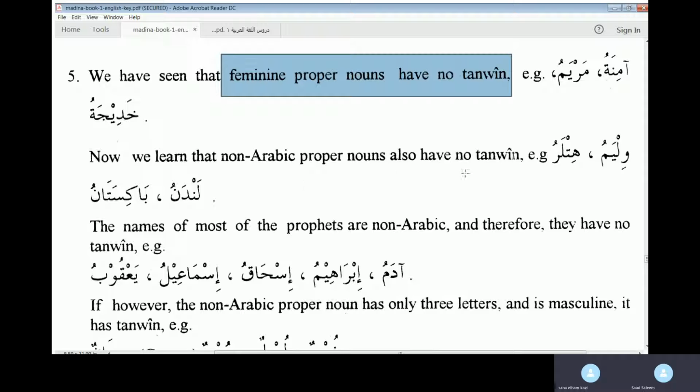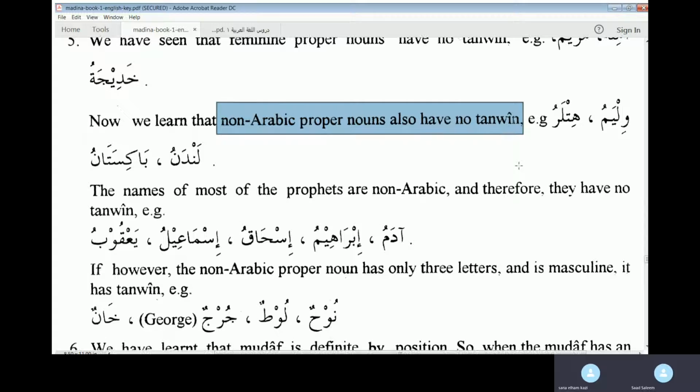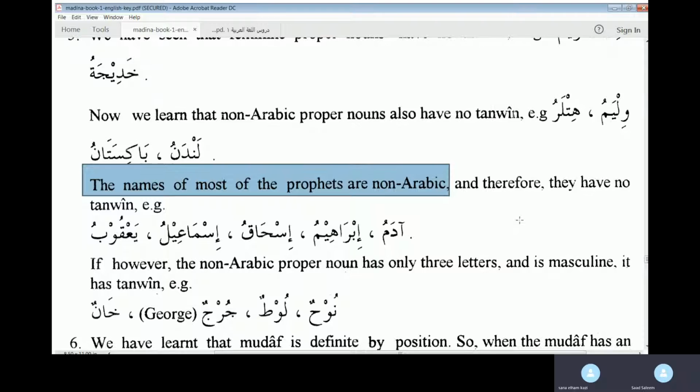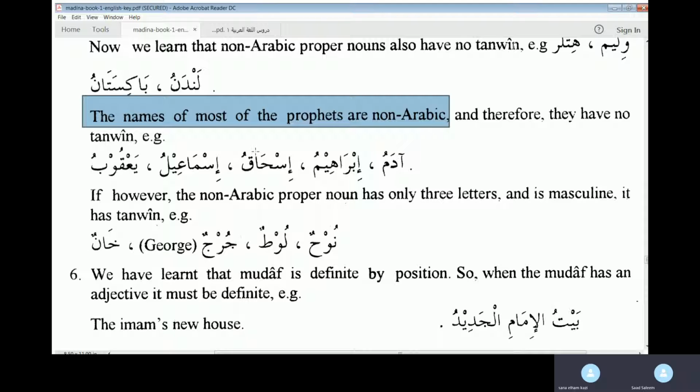Example, non-Arabic proper nouns: Williamu, Hitler, Londonu, Pakistanu. The names of most of the people are non-Arabic and they have no tanwin: Adamu, Ibrahimu, Ishaqu, Ismailu, Yaqub. If, however, the non-Arabic proper noun has only three letters and is masculine, it has tanwin.